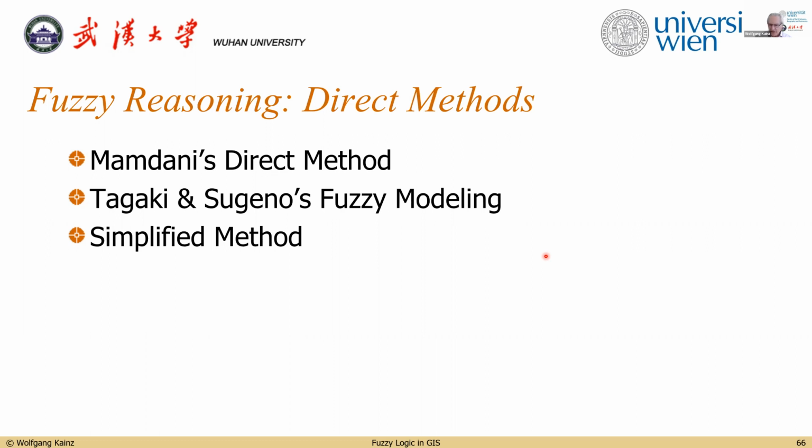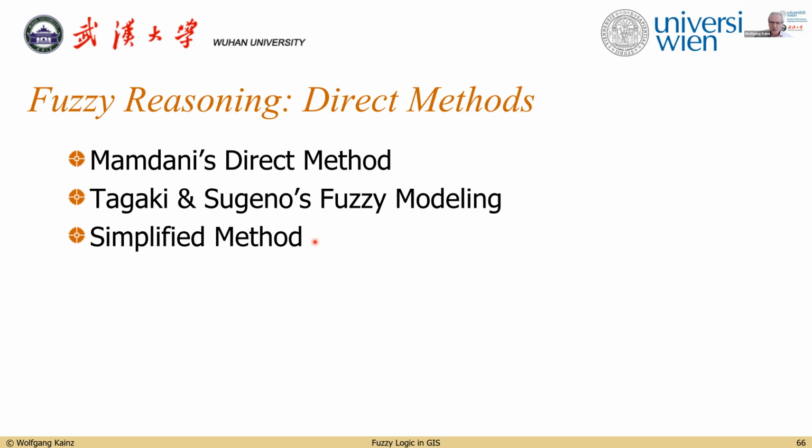In our practical examples, we will only use Mamdani's direct method and the simplified method. And we will also use the simplified method later on in our class for geodata, where we will implement a fuzzy reasoning problem with geodata using the simplified method. So that will come later in this course, towards the end of the course, when we have the practical examples.